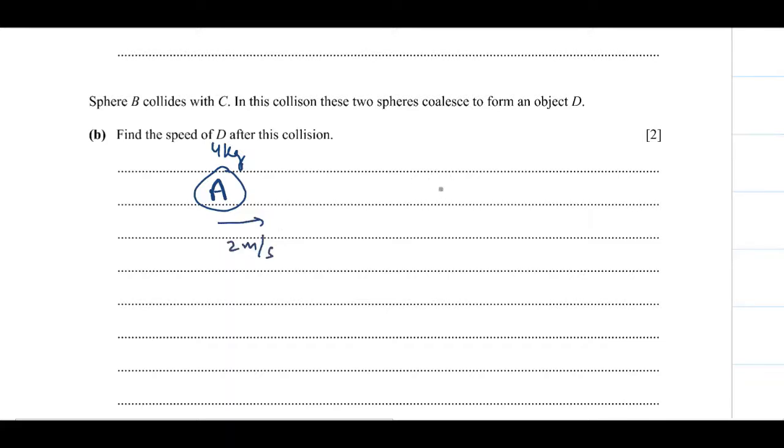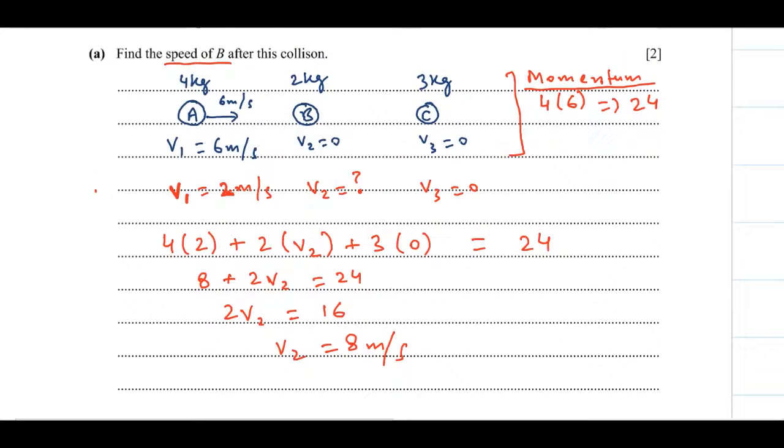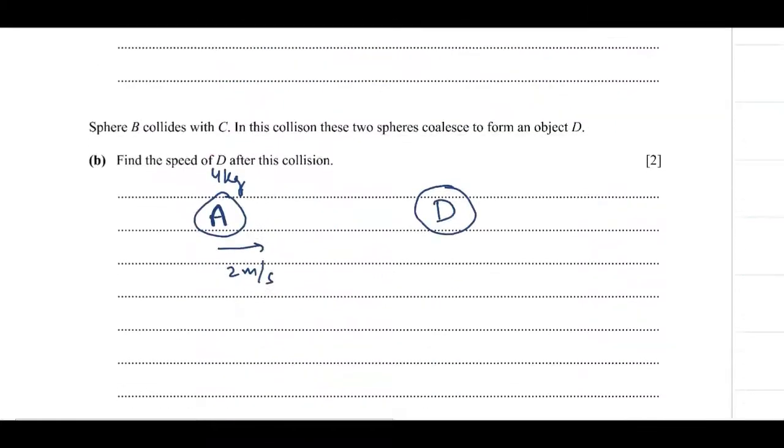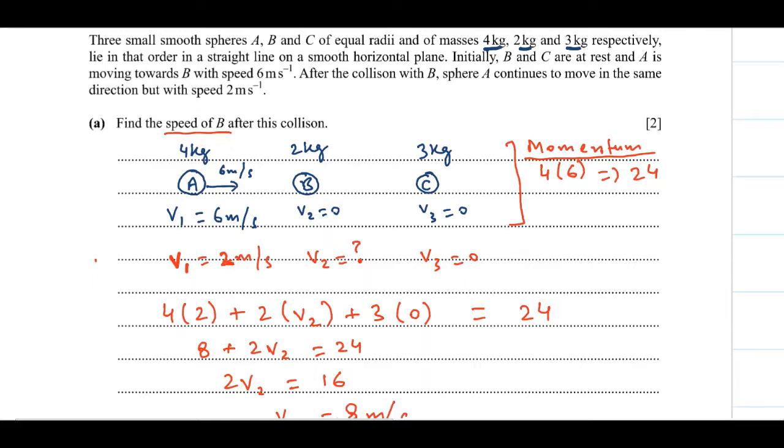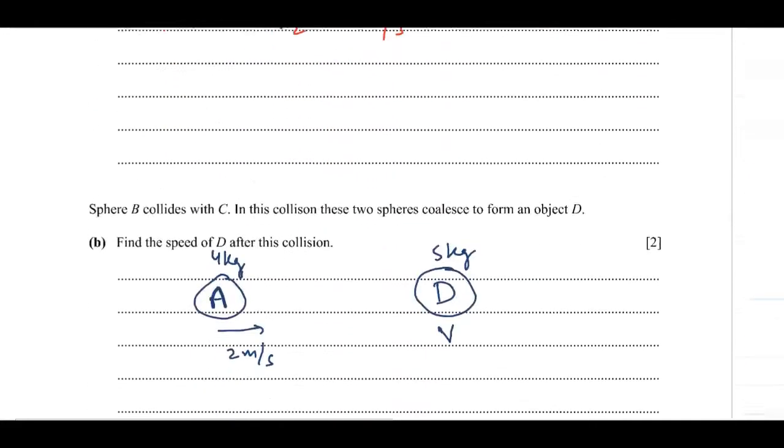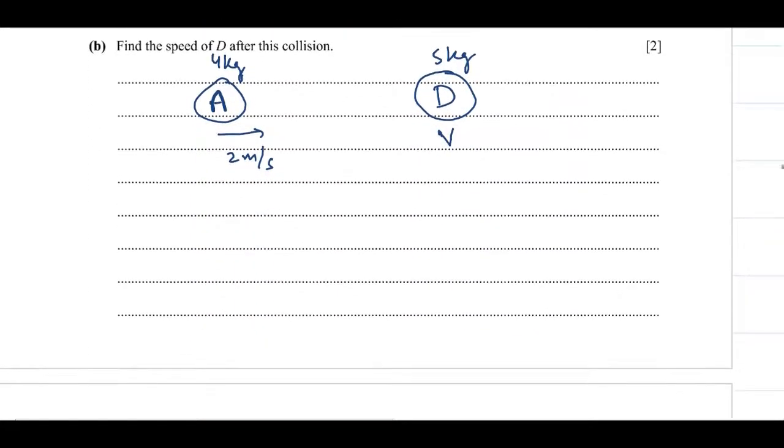Now what happens is, after the second collision, B and C combine to form this object D. Now the mass of this object is going to be the total of the masses of B and C, that's 2 plus 3, so that gives us 5 kilograms. And we have to find the speed of D after this collision. So we don't know what the speed here is. Now remember, the total momentum for the system was 24, and it's still going to remain the same because that cannot change in the absence of any external forces.